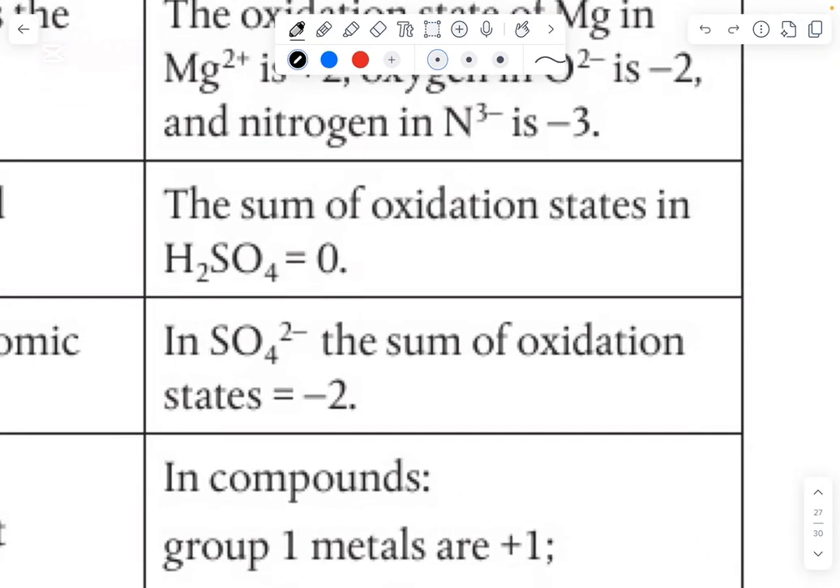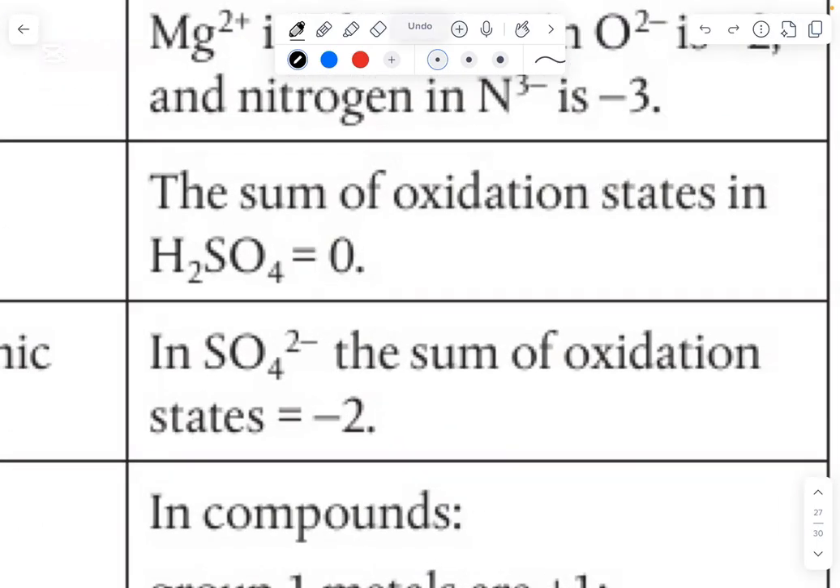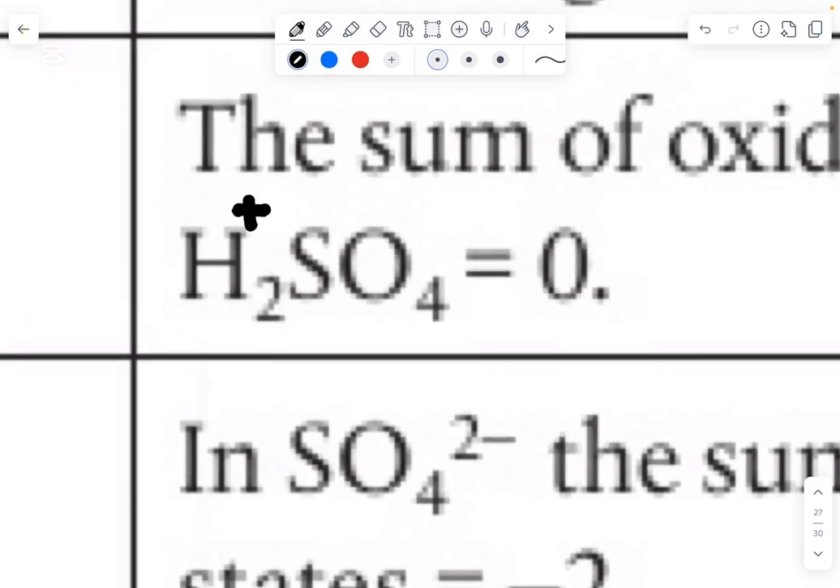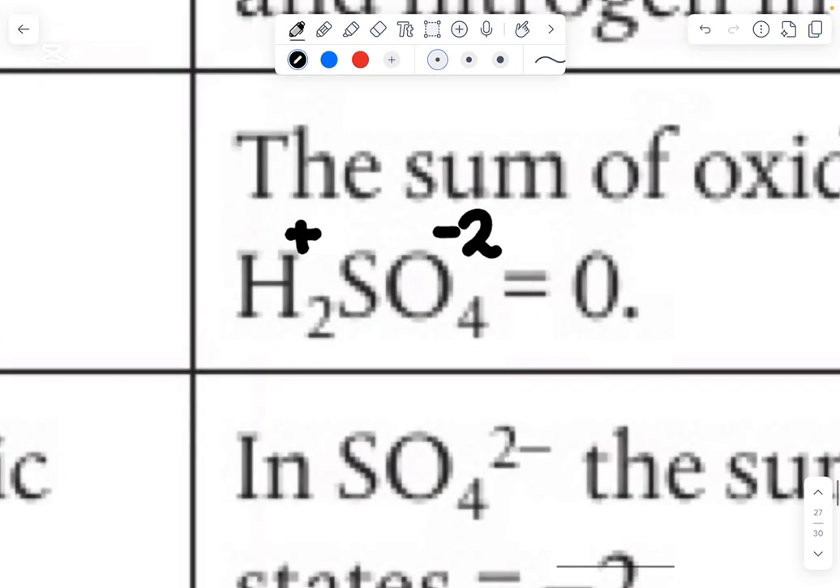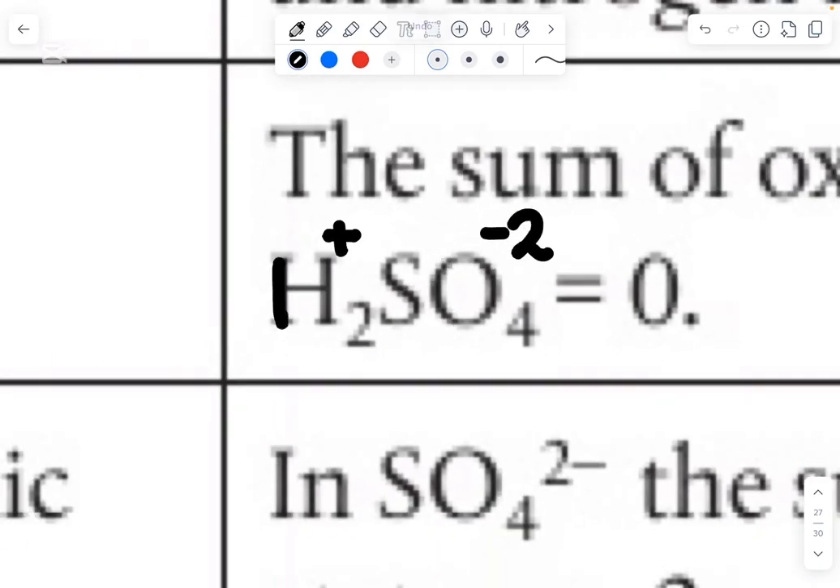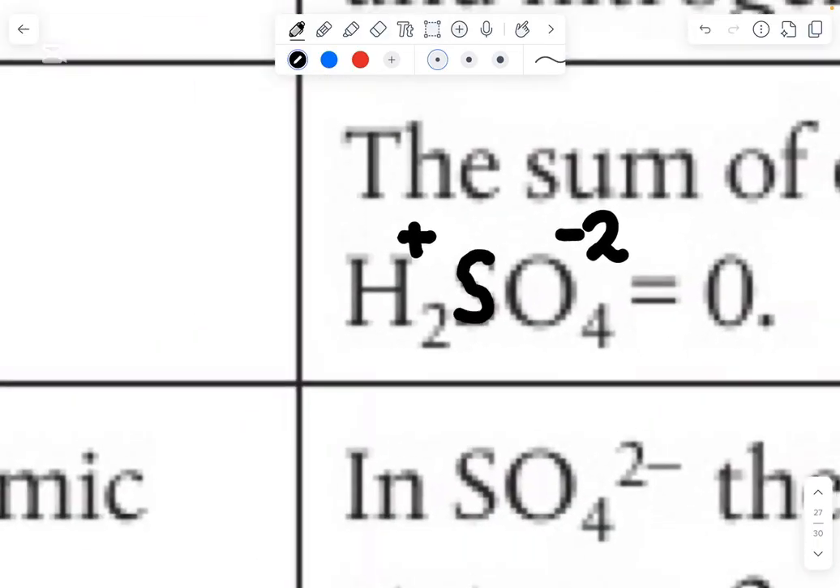Let's see. The sum of the oxidation states in sulfuric acid is going to be 0, because hydrogen is going to have an oxidation state of +1. Oxygen is going to have an oxidation state of -2. And sulfur, let's see what sulfur is. So in cases like this, we're going to have to use the more common oxidation states. Oxygen is almost always going to be -2, and hydrogen is almost always going to be +1. So using these, we can infer the oxidation state of sulfur.